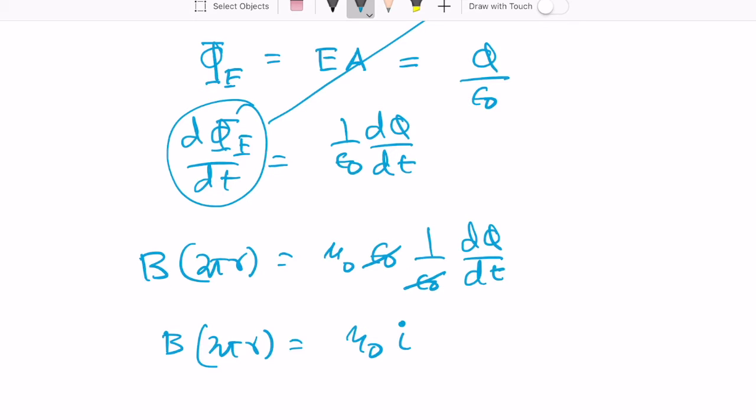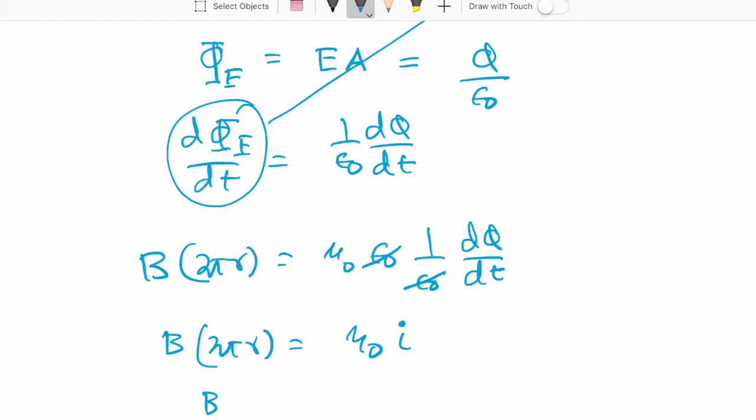And so we got the correct answer when we included the extra term that Maxwell suggested. So the extra term came to our rescue and gave us the correct answer for this weird surface, right?